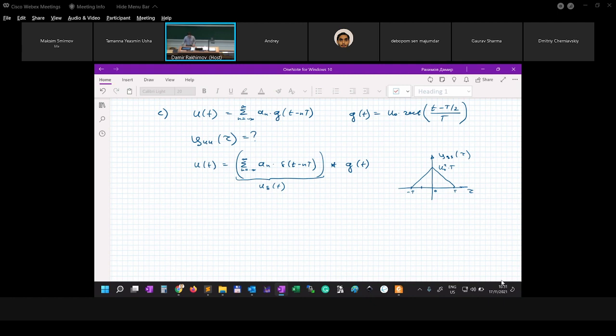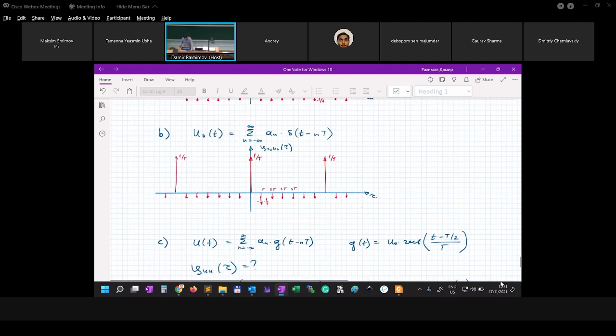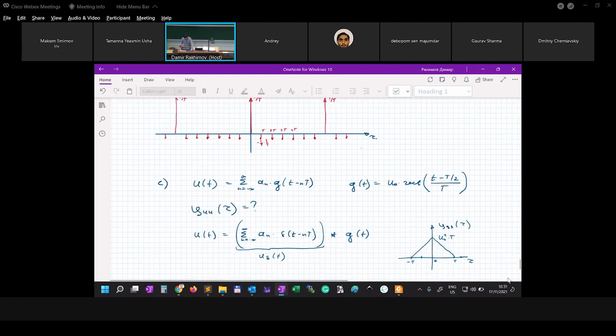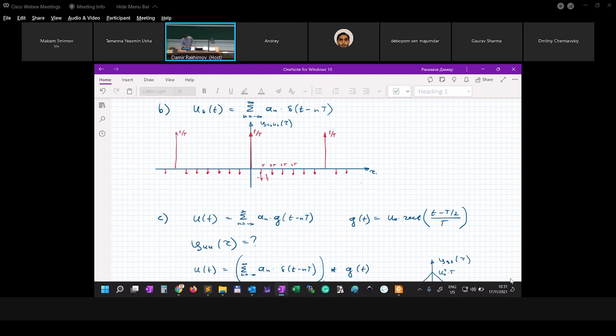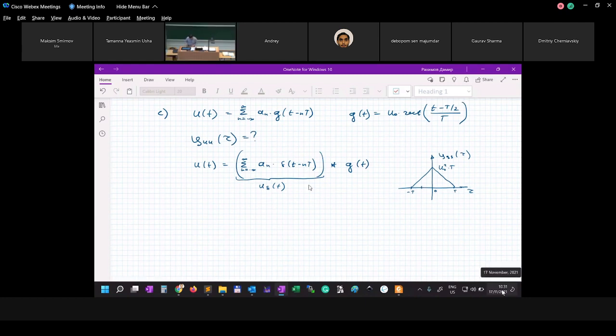And what we do: we have this expression, this plot, for the autocorrelation function phi u delta of tau. Then we just replace each delta pulse by this triangular function and multiply by the corresponding magnitude. Let's finalize and make this plot in our tutorial.